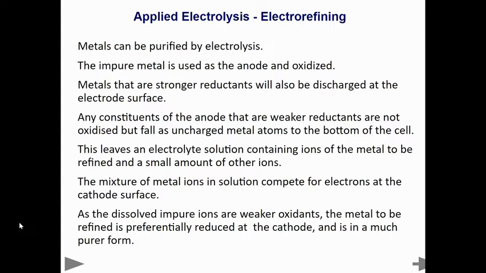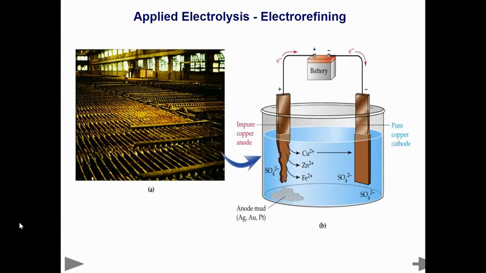Another thing is electrorefining. Metals can be purified by electrolysis. Metals are better conductors, they're stronger reductants, and will be discharged at the electrode surface. So this is another application of electrolysis, a little bit different than electroplating. So here's an example of what happens. Let's say you had a metal that was impure. What you'd want to do is dissolve it, and then the impurities will stay in the solution, and the copper, which you want, will plate in a purer form.